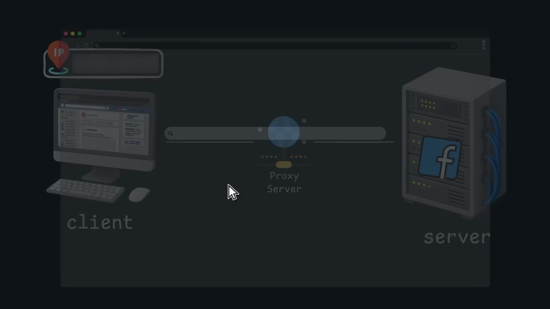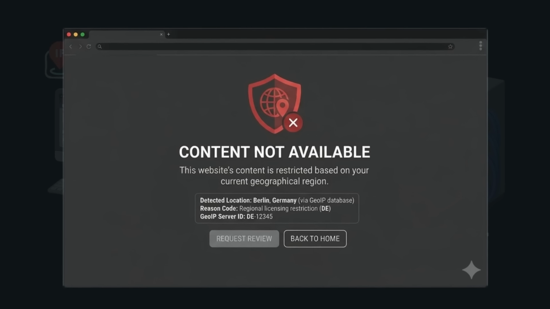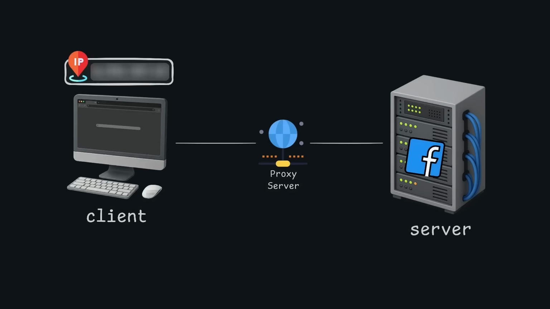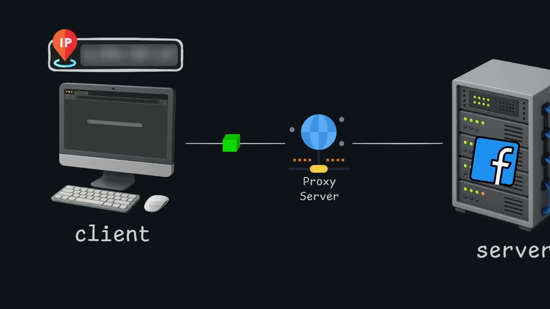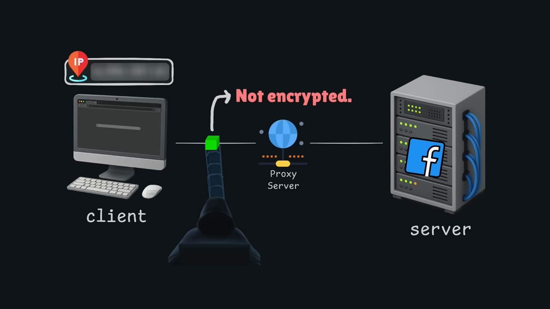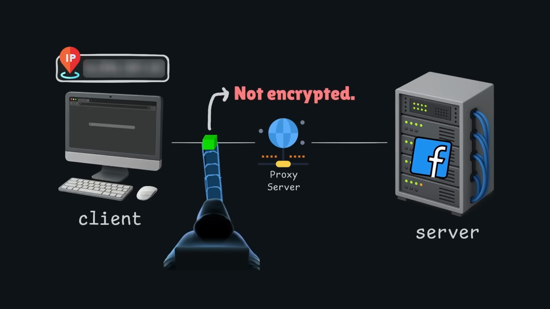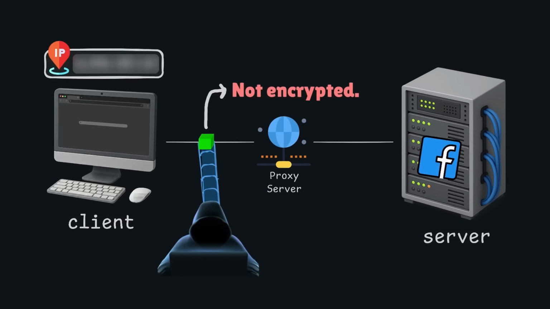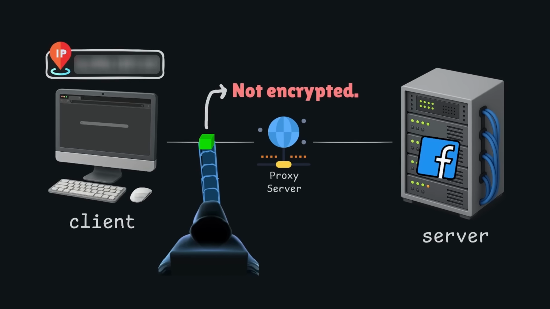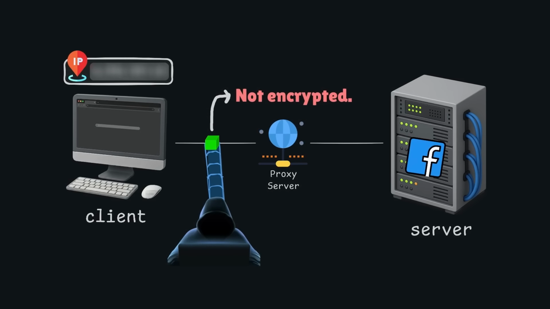That's why proxies are commonly used to bypass simple geo-restrictions, or by schools and workplaces to filter which sites people can access. But there's a catch. Standard proxies only route the traffic of specific applications, like just your browser, and most of them don't encrypt your data at all. So if a hacker or your internet service provider intercepts your connection, they can still see exactly what you're doing. It's like sending a postcard with a fake return address. The sender is hidden, but anyone handling it can still read what's written on the back.